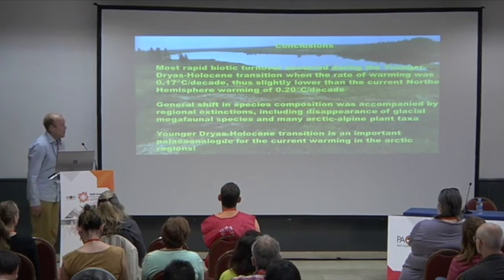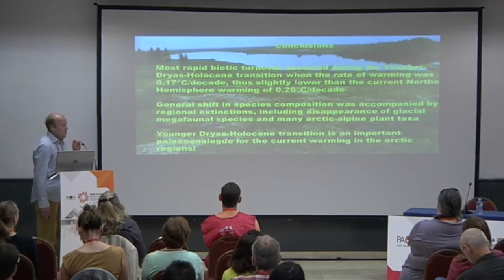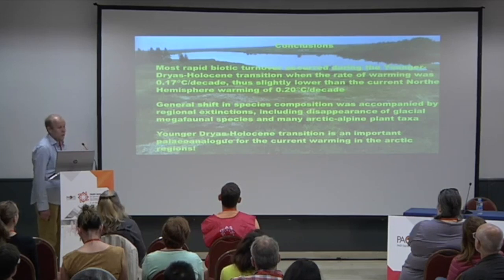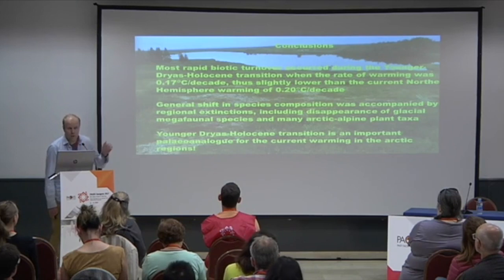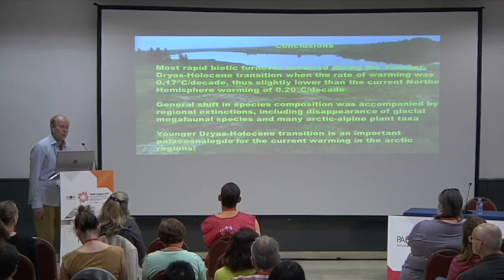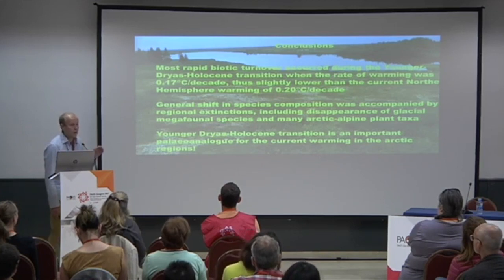So my conclusions: most distinct biotic turnover takes place at the Younger Dryas Holocene transition when the Earth, or this part of Europe at least, was getting warmer at a rate of 0.17 degrees per decade, which is almost the same as the current warming rate, a little slower.